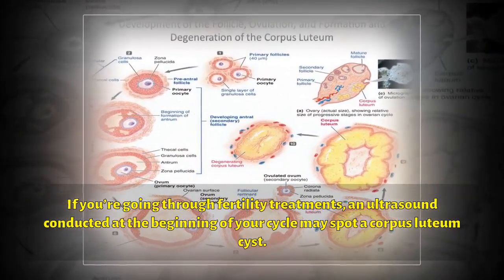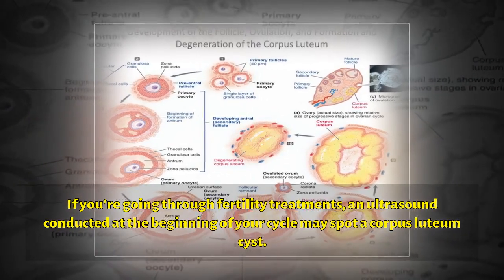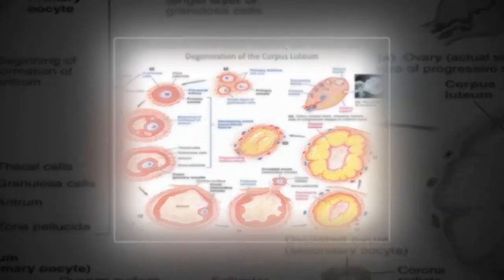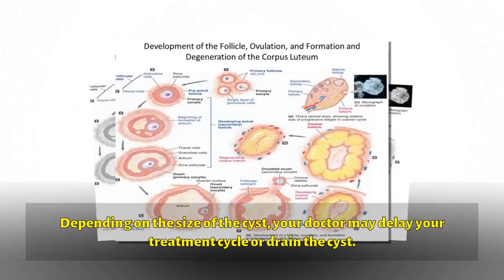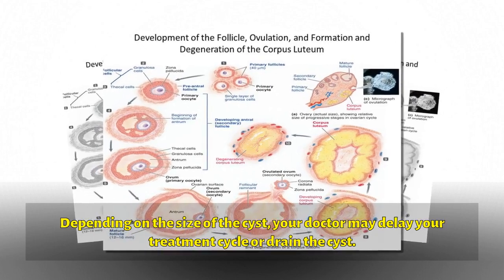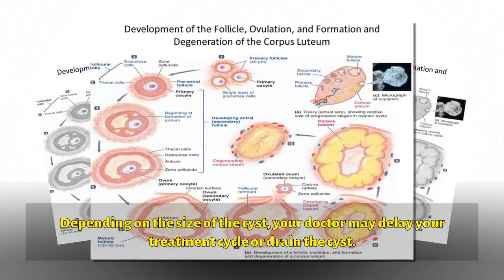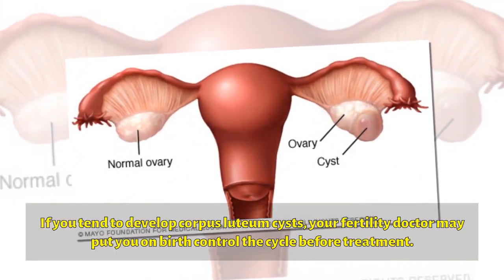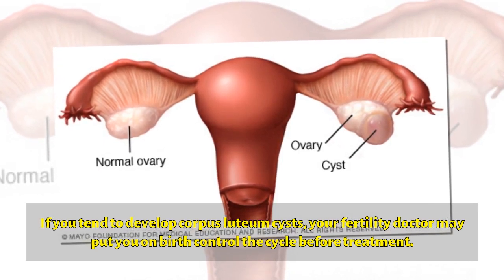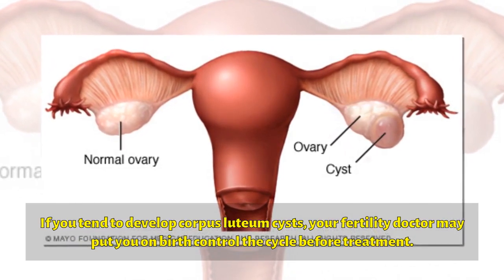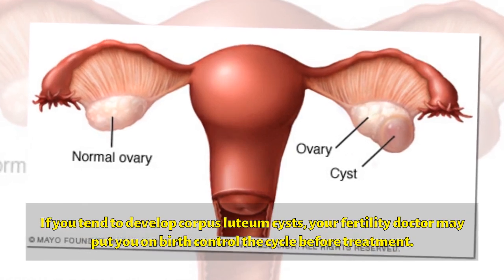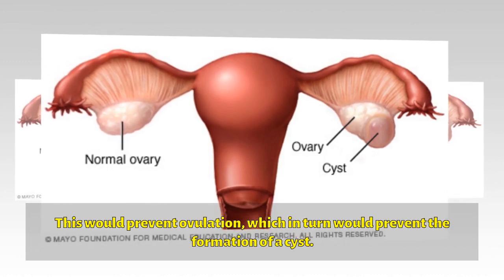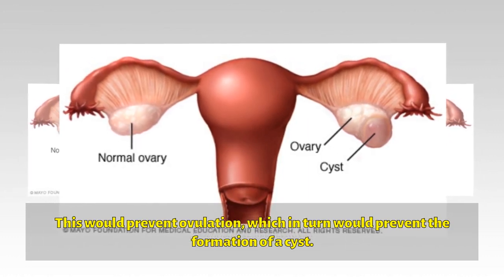If you're going through fertility treatments, an ultrasound conducted at the beginning of your cycle may spot a corpus luteum cyst. Depending on the size of the cyst, your doctor may delay your treatment cycle or drain the cyst. If you tend to develop corpus luteum cysts, your fertility doctor may put you on birth control the cycle before treatment. This would prevent ovulation, which in turn would prevent the formation of a cyst.